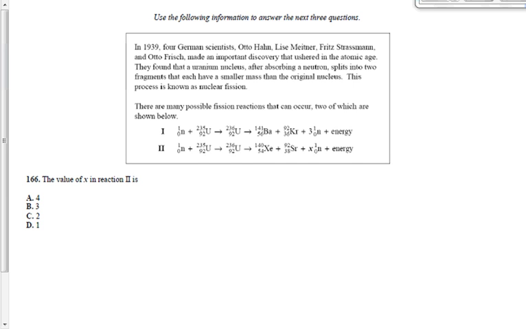We'll just do this as a group here together. It says, in 1939, 4 German scientists made an important discovery that ushered in the atomic age. They found that a uranium nucleus, after absorbing a neutron, splits into 2 fragments that each have a mass smaller than the original nucleus. This process is known as nuclear fission.